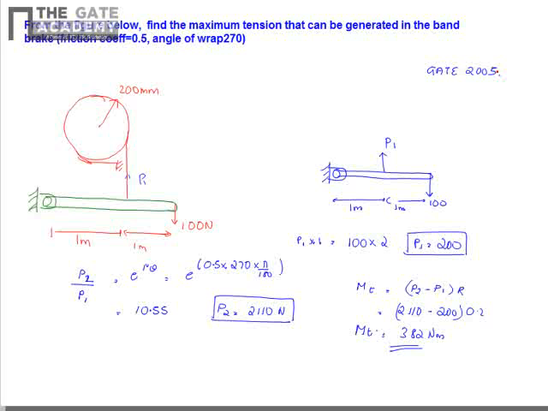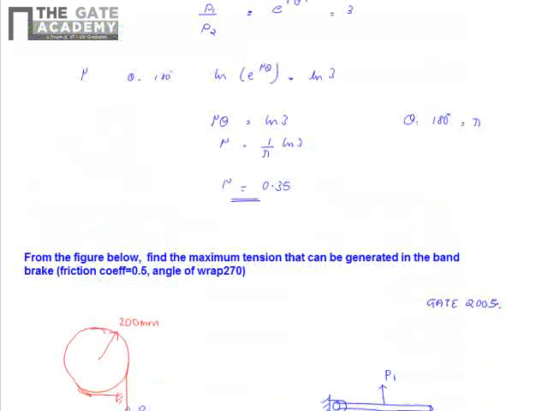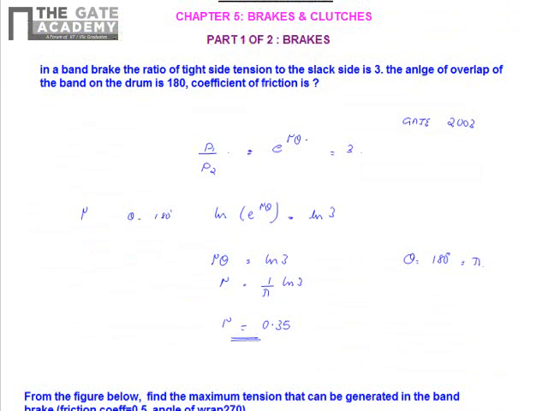So with that we come to the end of chapter 1 in module 5 on brakes. This chapter on brakes and clutches will be done in 2 parts. Part 1 will be brakes and part 2 will be clutches. So with this we are completing part 1 of this chapter, meaning basically the brakes. In part 2 we will be seeing about the clutches.